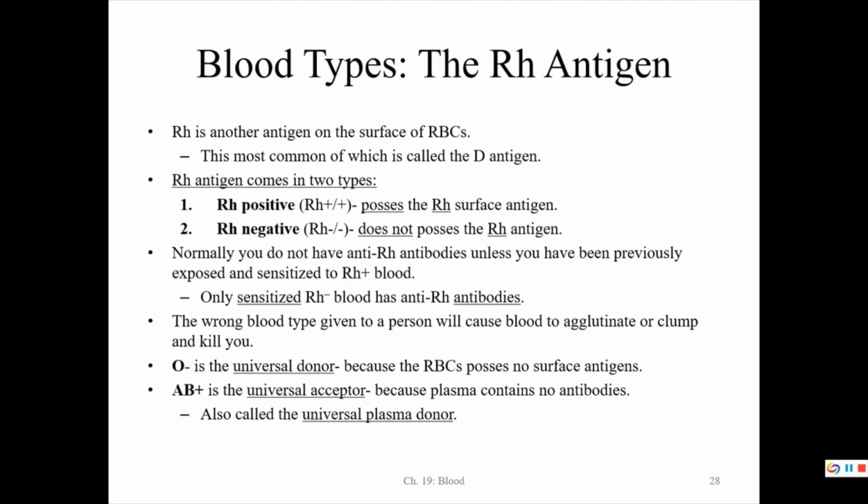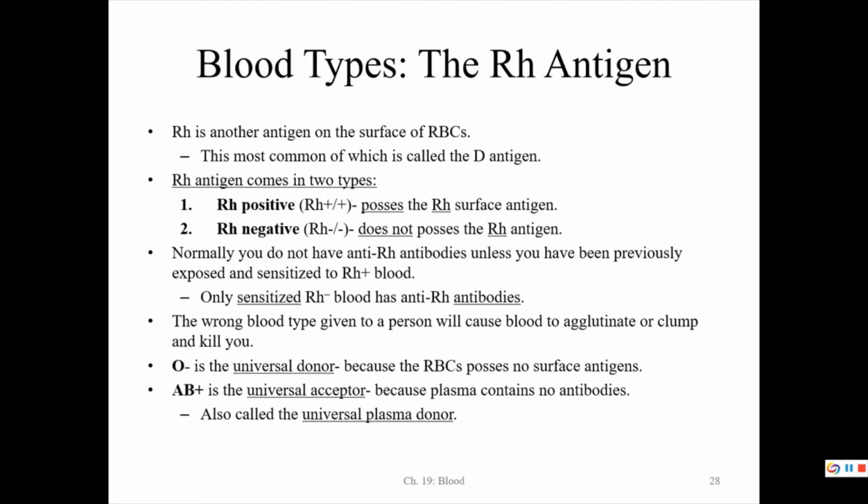The most common is called D. Rh positive, or just positive, like A positive, B positive, AB positive, O positive, means that you have the Rh factor. Rh negative, or just negative, like A negative, B negative, AB negative, O negative, means you don't have the Rh. Now, the thing about this is the only way you get antibodies against these is exposure to the antigen. You have to be Rh negative and have been exposed to Rh positive blood once.